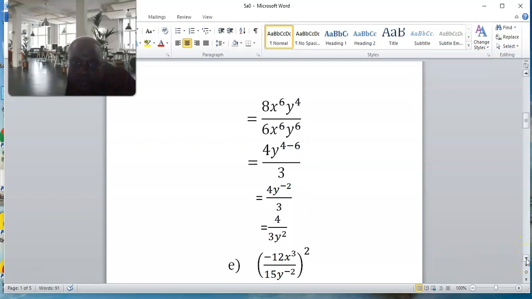Then this side we have our 4, y exponent 4 minus 6, which is going to give us minus 2. Then this minus 2, we want to write it as a positive exponent, so it will become a denominator to be positive.